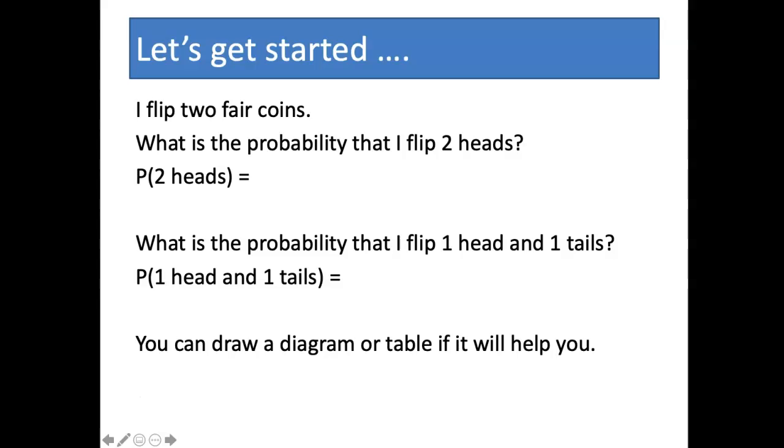Okay, so in this situation, we want to find out the probability of using these 2 coins, and then that you will get 2 heads. And then the other problem is, what is the probability of getting 1 head and 1 tail? First thing that we need to find out is how many possible outcomes are we going to have? For this one, we will have many different ways of trying to get the possible outcomes.